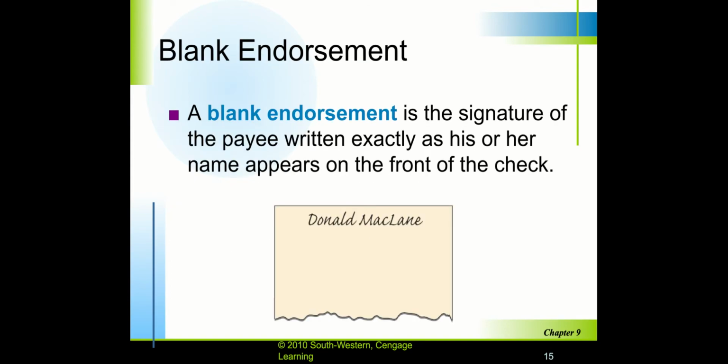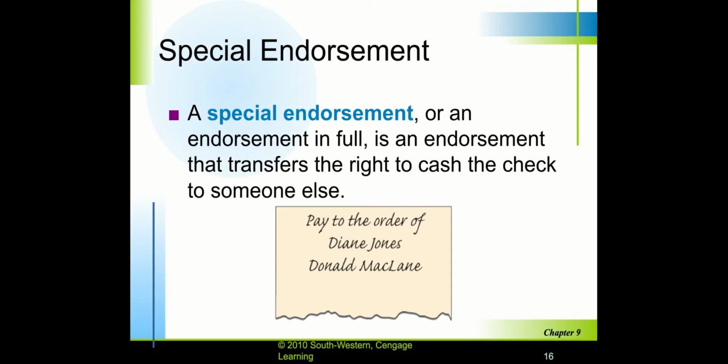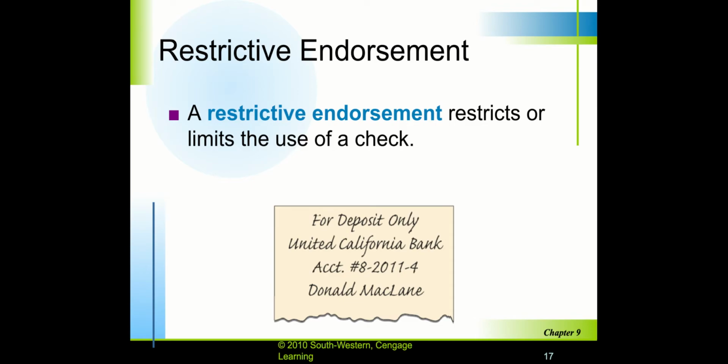A blank endorsement is when I just write exactly what my name is. Special endorsement is an endorsement that transfers the right to cash the check to somebody else. So maybe you write to me, and I say pay to the order of somebody else, and I give the check to them. Restrictive endorsement restricts the use of the check and says only this account, only this person, etc.